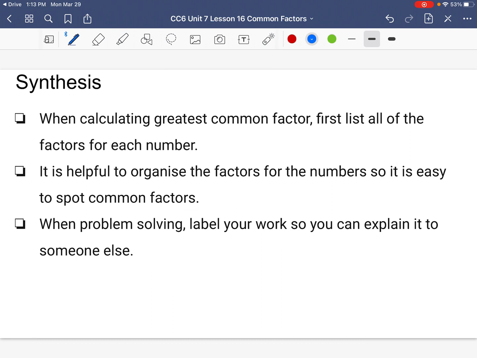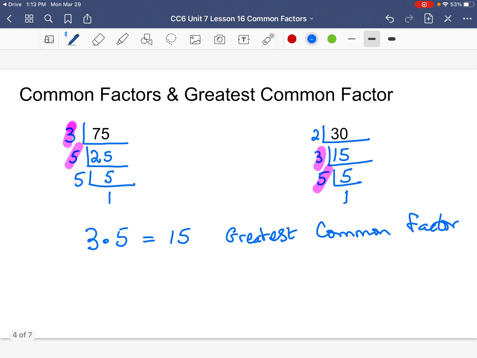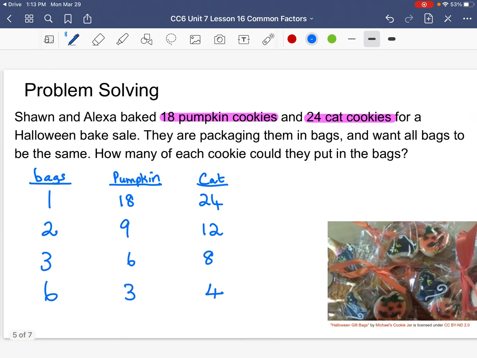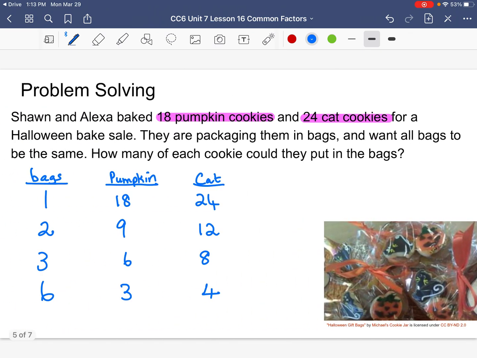So when calculating the greatest common factor, first list all of the factors. It's helpful to organize the factors so that it is easy to spot common factors, and I'd like to take you back and show you that. You saw how I organized them here and used a highlighter pen to find the common factors. And you saw how I used tables of numbers here and then used a highlighter pen to find common factors. And when problem solving, label your work so you can explain it to someone else or go back and check it. So for example, here I labeled bags, pumpkin cookies and cat cookies.